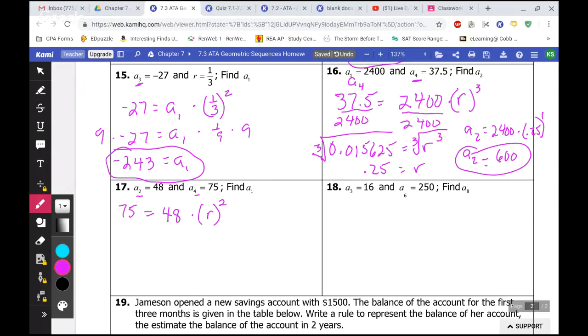Wait, why did you put a 2 right beside the R if 75 is a 4? Wouldn't it be a 3? That's what I was explaining. Up here we could use the third term because we had the first term and the fourth term. This time we've got the second term here and the fourth term. So the power is the difference between the two. Oh, okay. It worked over here in number 16 because it was the fourth and the first. But when you don't have the first, you have to use the difference between the two that you're using.